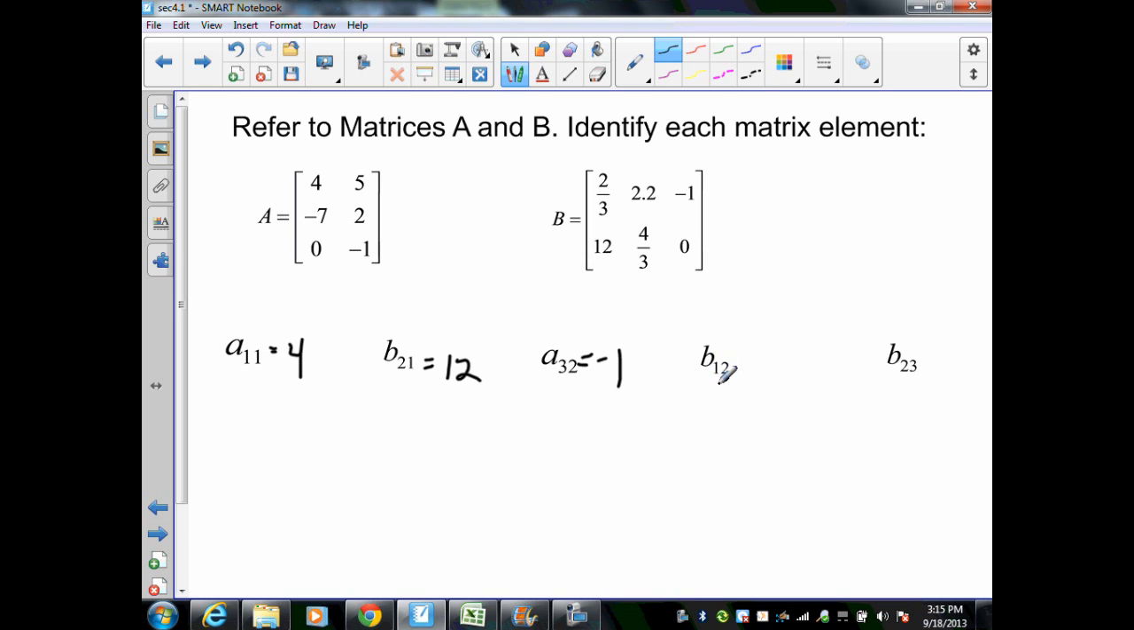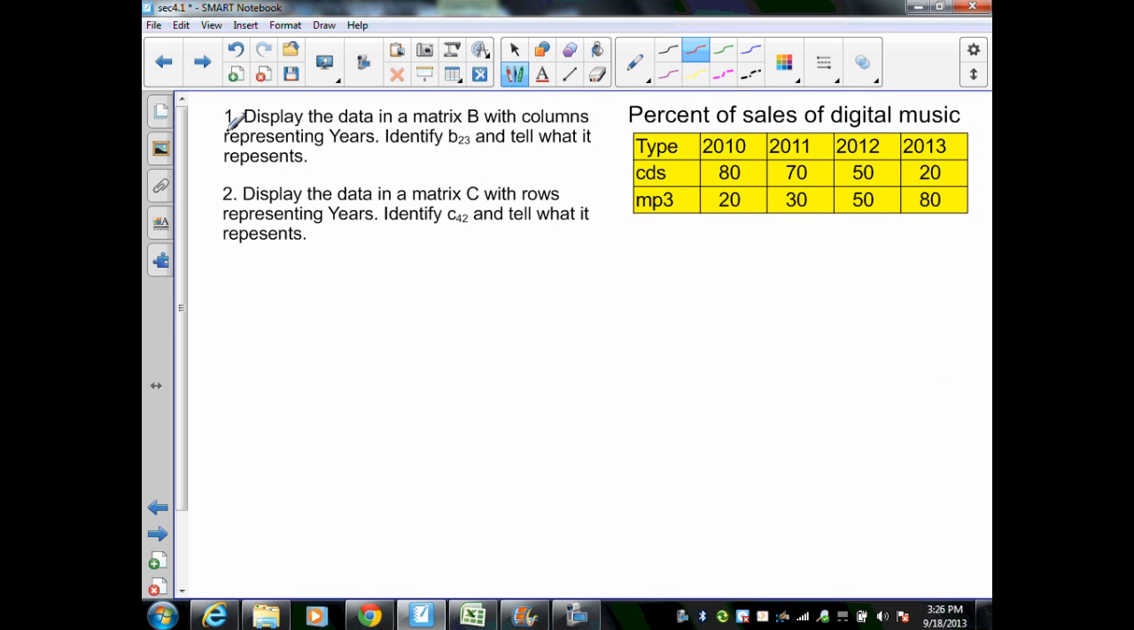B, 1, 2. Back to matrix B. First row, second column, 2.2. B, 2, 3. That would be second row, third column, or that element is 0. In this example, they want me to use the data in this table and make a matrix B with the columns representing years. And then we want to identify B23 and tell what it represents.